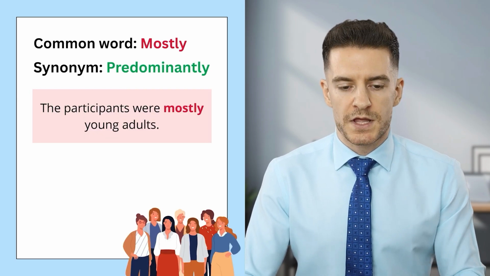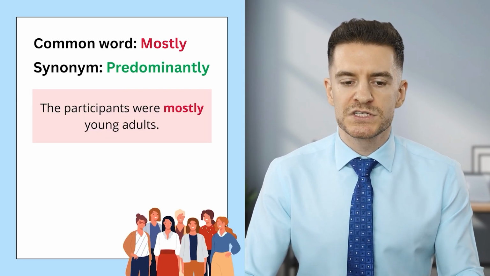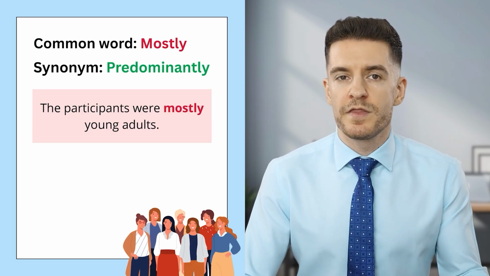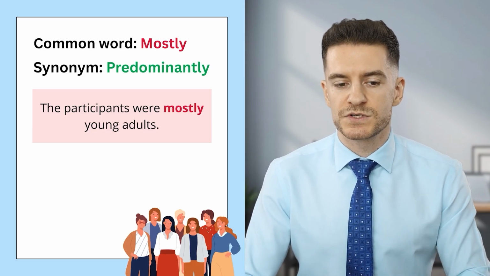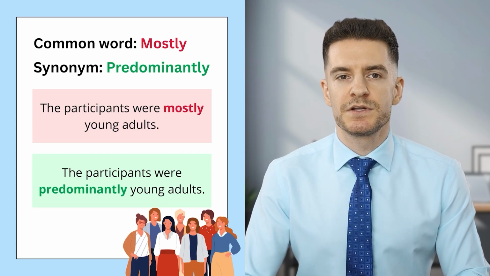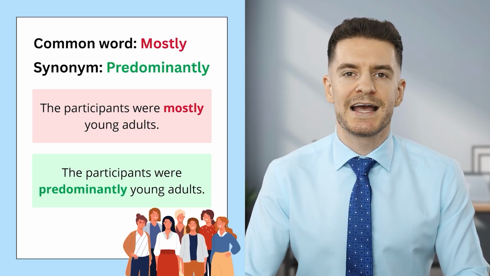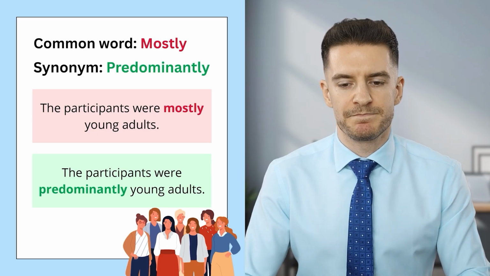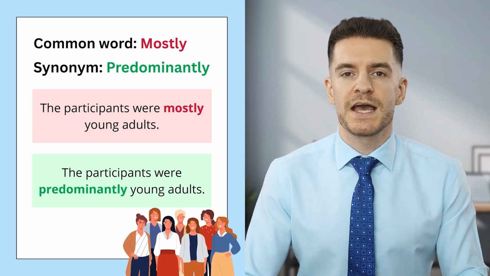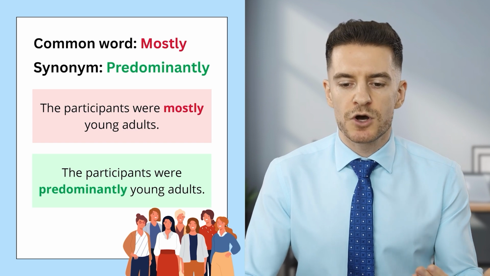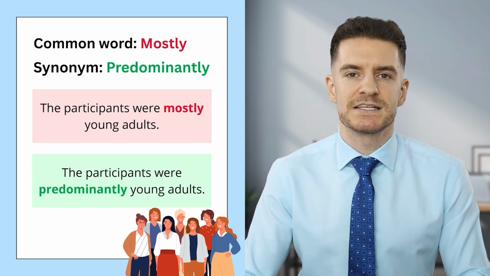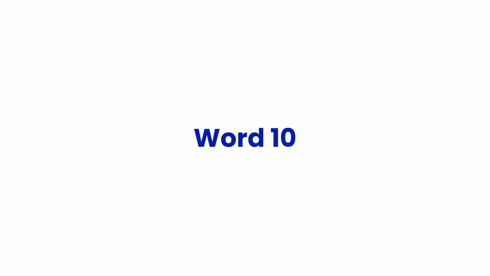So for example, the participants were mostly young adults. So that means most of the people who were there were young adults. Or instead of saying mostly, we could say the participants were predominantly young adults. Predominantly. Now, you could even use this word to talk about yourself. For example, my diet is predominantly vegetarian, although I occasionally eat meat. Okay, moving on to word number 10.